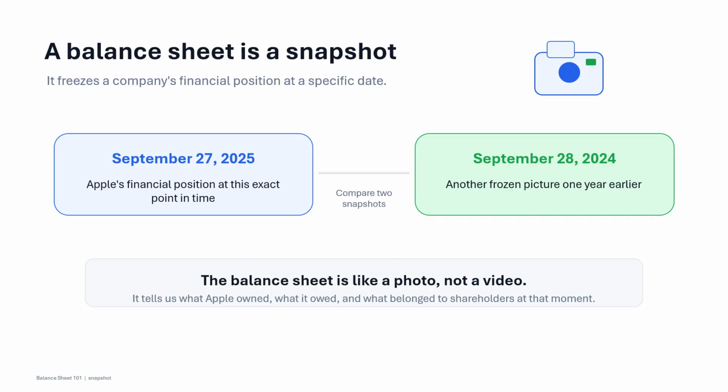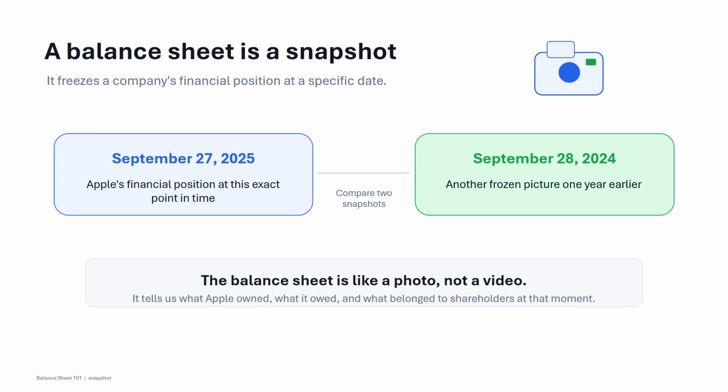Finally, there's one very important feature of the balance sheet. A balance sheet is a snapshot. It doesn't show what happened over the entire year. It shows the company's financial position at a specific date. In Apple's case, this balance sheet gives us two snapshots, September 27, 2025 and September 28, 2024. Think of it like a photo, not a video. A photo captures one moment. A balance sheet captures what a company owned, what it owed, and what belonged to the shareholders at a specific moment.